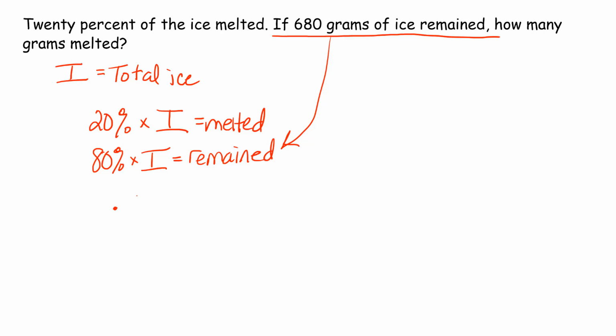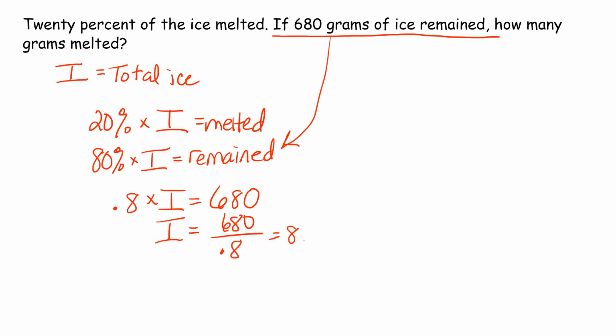80%, which is 0.8, times however much ice there was to begin with, is how much remained, which is 680 grams. Now I can divide both sides by 0.8. So 680 divided by 0.8, 850 grams of ice. That's not the amount of ice that melted.